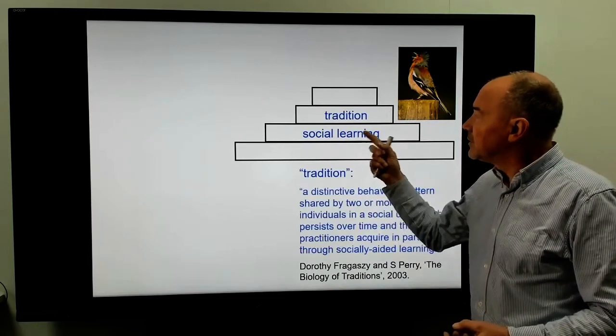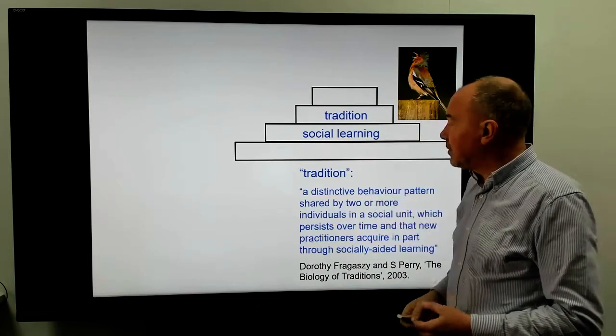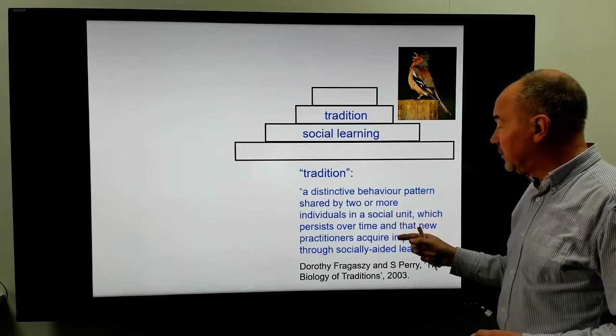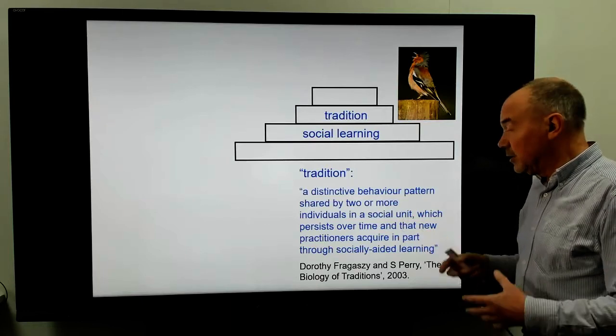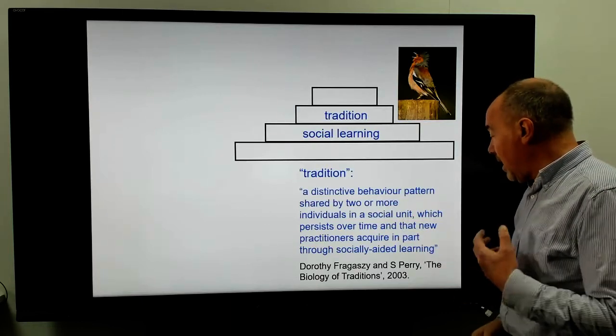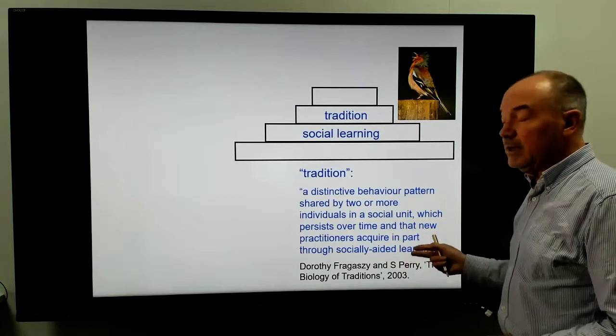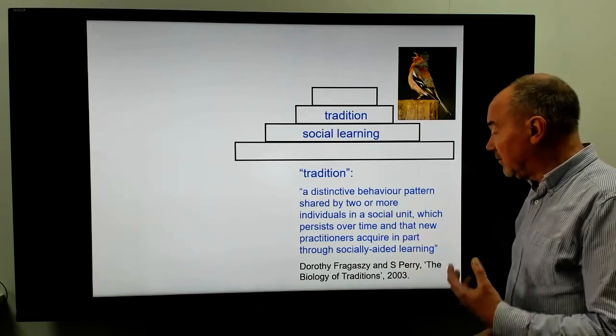They can identify social learning. Tradition goes a step beyond this. A distinctive behaviour pattern shared by two or more individuals in a social unit, which persists over time, and that new practitioners acquire in part through socially aided learning, social learning for short.